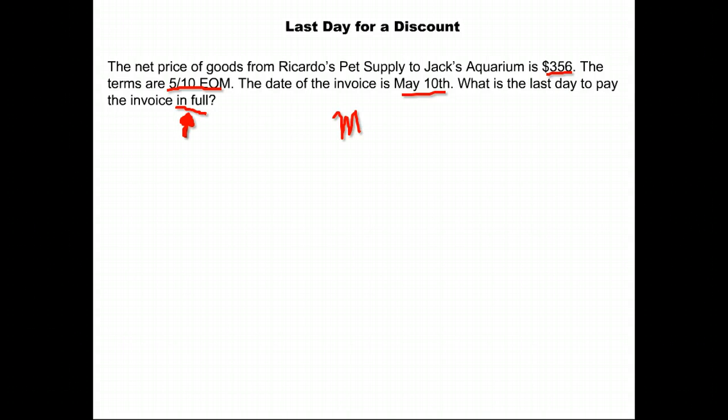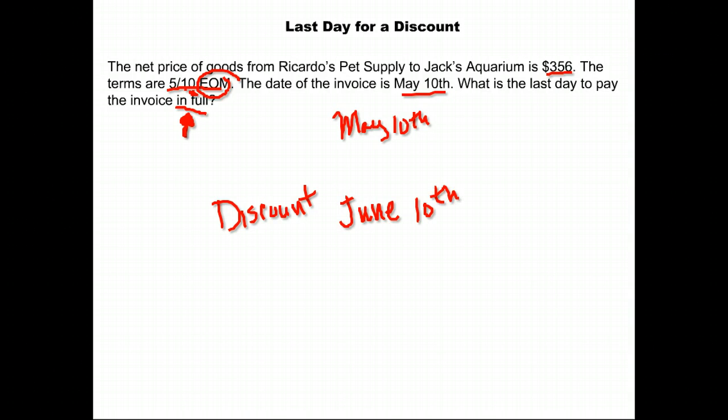So let's look at these dates. The invoice date was May 10th. Okay, this is an end of month dating. So to get the discount, when would they have to pay? Well, to get the discount, we go to the end of May. The next month is June. To get the discount, they have to pay by June 10th, within 10 days of the end of May.